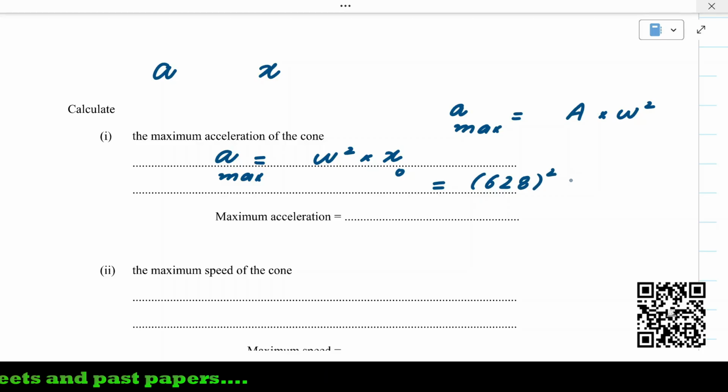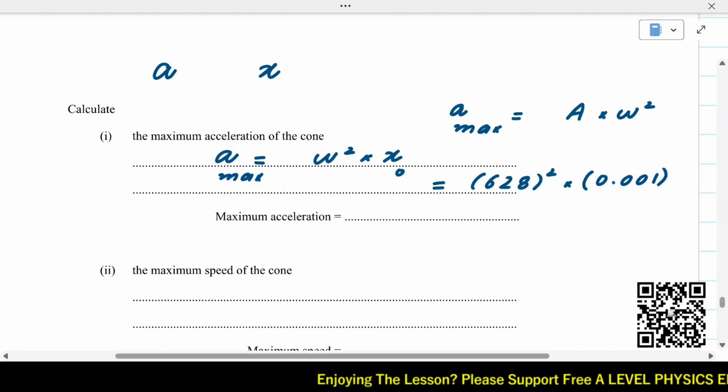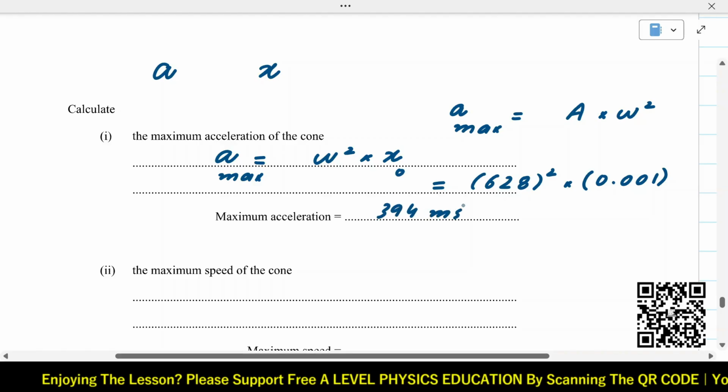Now we take the square of it. And what is the amplitude? 1 millimeter. So could you hit it on the calculator? Okay, 394.4. So can I say 394 meters per second squared?